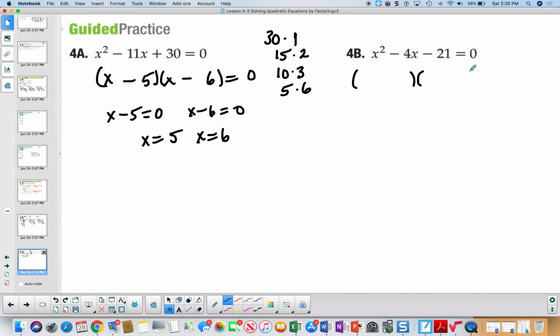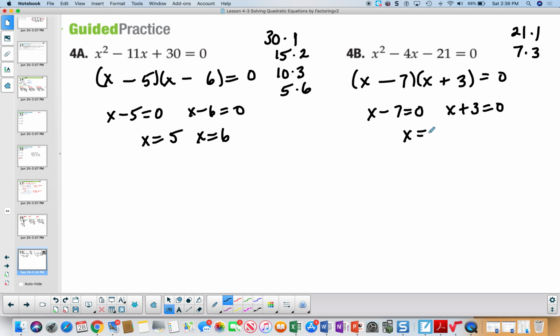Over here, I'm going to split up my x and think about what makes 21. What makes 21 is 21 times 1, or 7 times 3. 7 and 3, their difference is 4, so I want that. One of these has to be negative and one has to be positive. Since I want more negatives, I'm going to put the negative with the 7 and the plus with the 3. You can see my outer and inner do check out, so I can set each equal to 0. That's the zero product property. And here are our two answers.